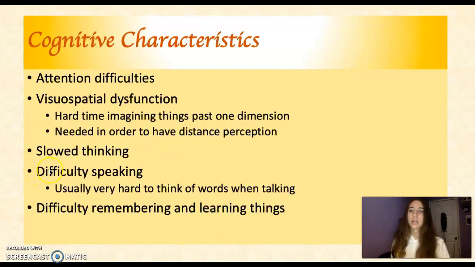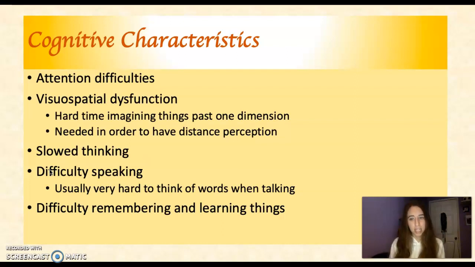And then we have cognitive characteristics, which are attention difficulties and visuospatial dysfunction. What that means is they have a hard time thinking in more than one dimension. So they can't think of things in 2D or 3D, or they just have a hard time doing that. And this is also needed in distance perception. So when walking or driving, they have a hard time seeing how far a building is or how far a person is. So this could ultimately be dangerous.